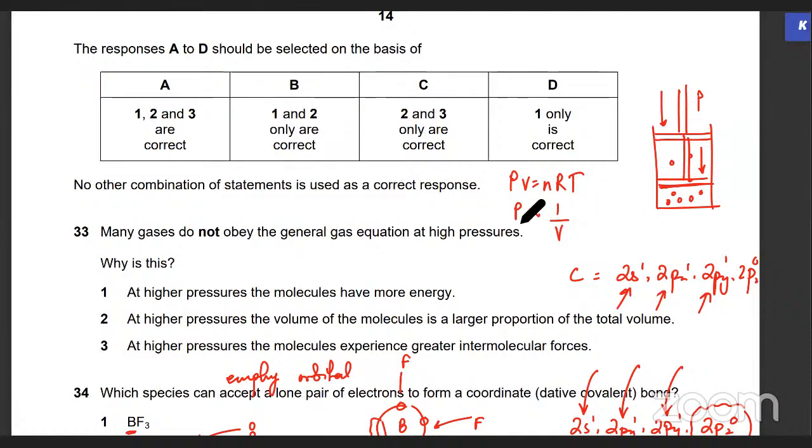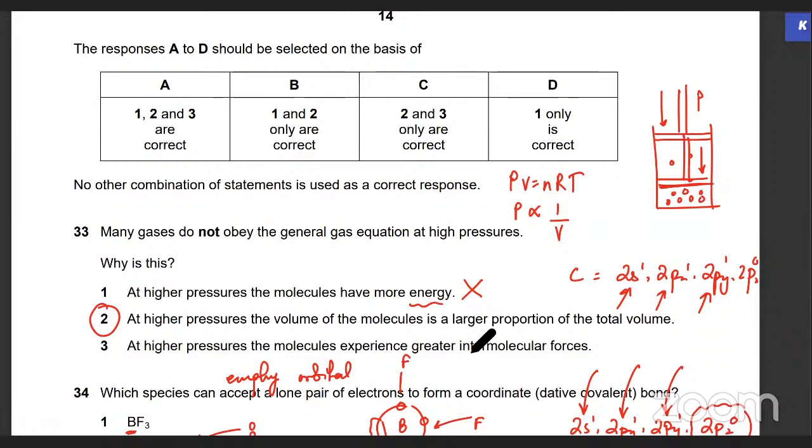This relationship, if you go to infinite pressure, the volume will not go to 0, because the compression can only happen to a certain extent. So, at high pressure the molecules have more energy. That's not true, because energy is a function of temperature, not of pressure. At high pressure, the volume of the molecules is a larger proportion of the total volume. That's true because the empty spaces are gone. So if the empty spaces are gone, the gas will become kind of incompressible.